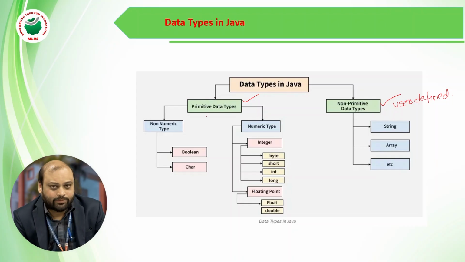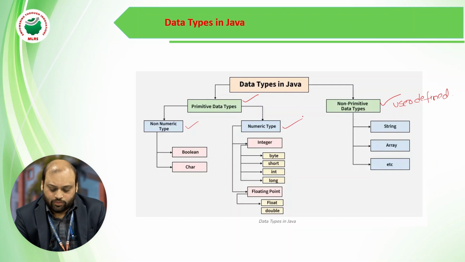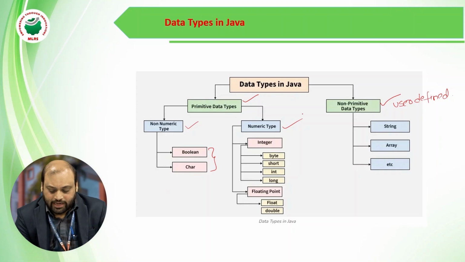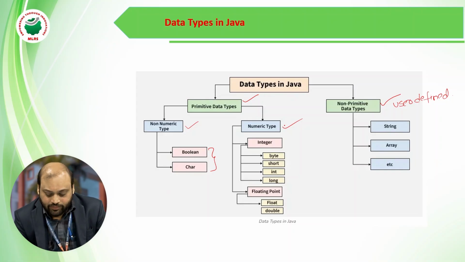Again, the primitive data types are divided into two types: numerical data types and non-numerical data types. The non-numeric data types are again divided into two: Boolean and char. And the numerical data types are again divided into two categories: integral and floating.